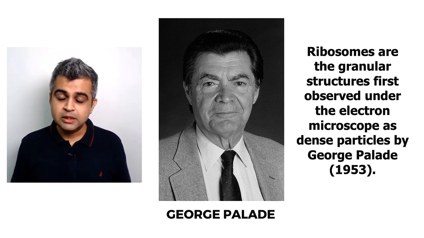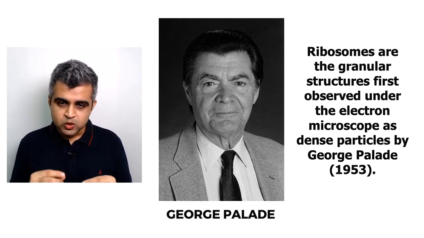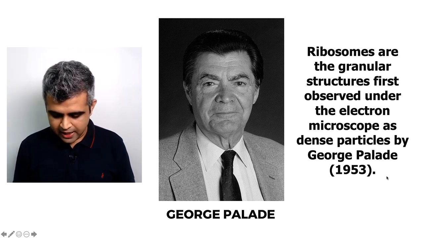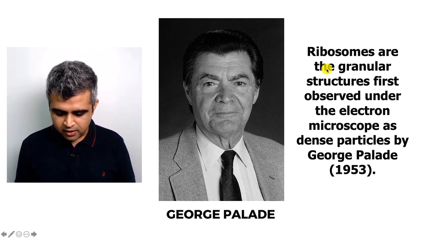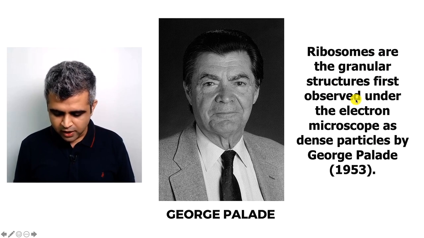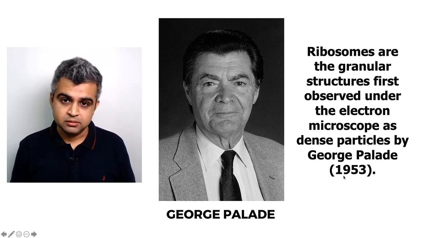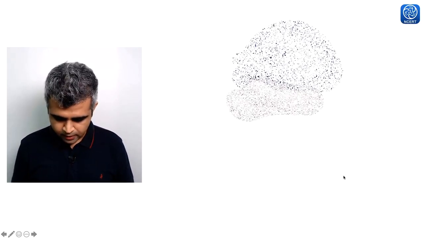George Palade was one of the men at the forefront of using the electron microscope. He was the first one to see these structures inside the cell, and he called them ribosomes. So ribosomes are the granular structures first observed under the electron microscope as dense particles by George Palade. This was in the year 1953. This is what ribosomes look like.